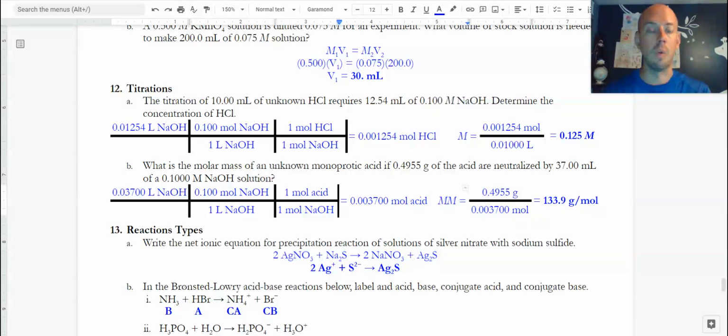We need to think about what do we have and what do we know, so how do we solve this problem? We know the grams, we know the moles, and grams per mole allows us to get to our molar mass. So we can analyze in a different way here, still finding out more information about our unknown.